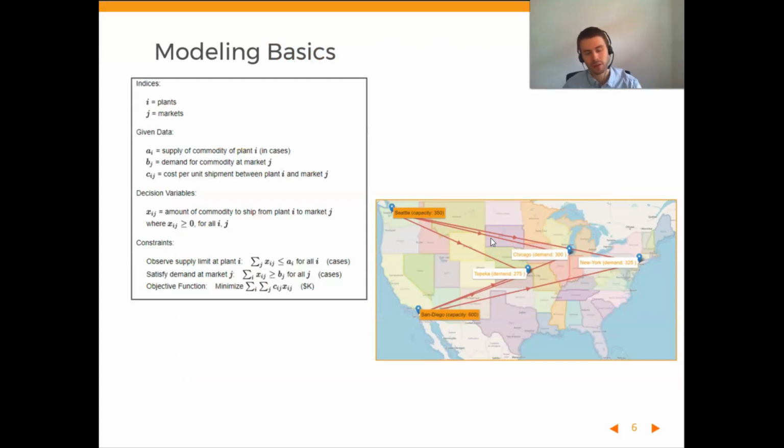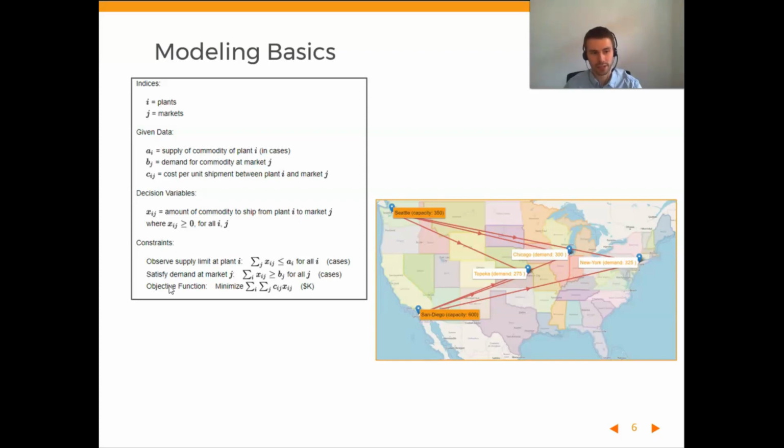The mathematical formulation now looks like this. We have some indices i and j for the plants and the markets. Our given data is a, the supply of commodity of plant i in cases. We have a demand b for a commodity at market j, and the cost c per unit shipment between a plant and a market. Our decision variable x is for the shipment decision, and we have three constraints.